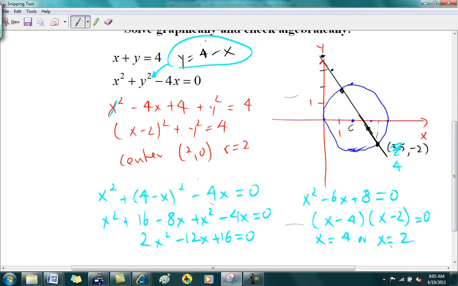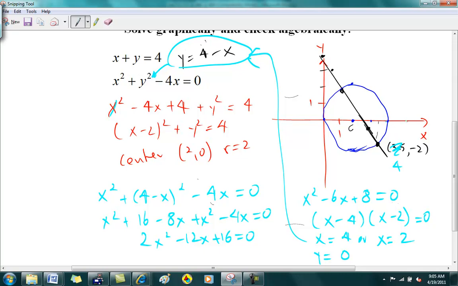Alright, so now that I've got x as 4 and x as 2, I can take these answers and plug them back in here, and my y values correspondingly would be 0. That's interesting. 4, 0. So this line's not right at all. This line should have been coming out through here. So for some reason my line's not right.